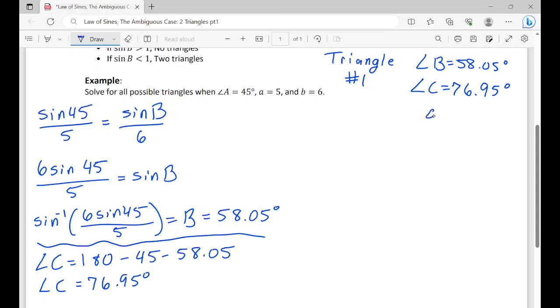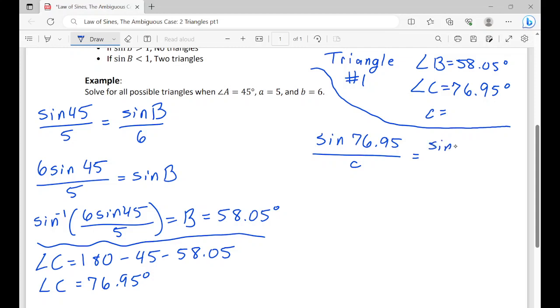I'm just missing the last side, side C. And I can figure that out by just doing the law of sines. And so the law of sines just says that sine C, 76.95 over C is equal to, I can use A or B, and I think I'm just going to use A, sine 45 over 5.